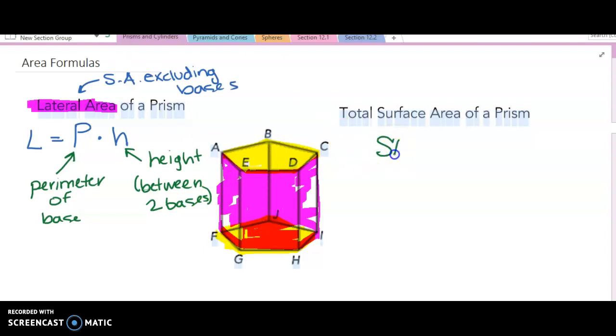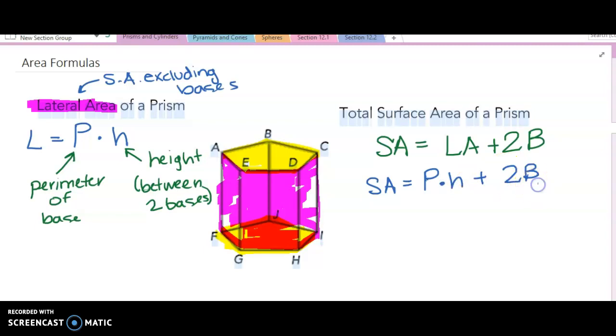Okay, so the total surface area of this is going to be the lateral area, which is what's in purple, plus 2 times the area of the bases. We have to add the two bases on. Okay, so if I rewrite this, surface area equals the lateral area is P times H, plus I'm going to put 2B. We can't replace this because remember the area of our base depends on what shape the base is. So if it's a triangle, area of the base is going to be 1/2 base times height. If it's a regular nonagon, it's going to be 1/2 apothem times perimeter, so on and so forth.